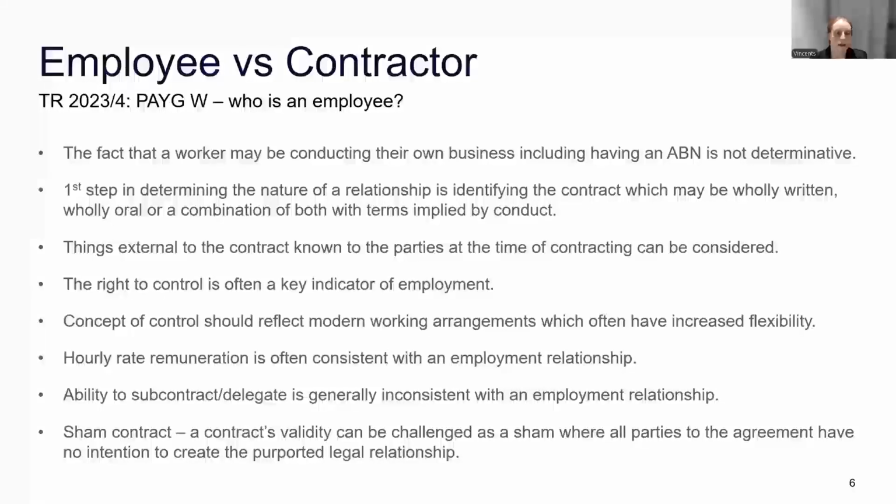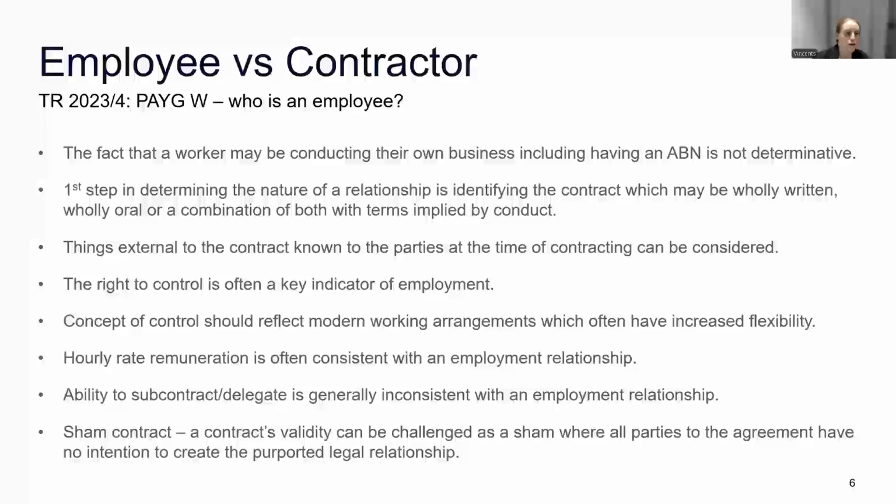So identifying the contract is sort of a bigger job than what it sounds. It's not just the written contract. It might be that there are some terms that are present in the employment relationship, in the way that the employer and the employee conduct that relationship, that are not necessarily in the written contract, that need to be considered as well. So that next point there that says things external to the contract known to the parties at the time of contracting can be considered. So the ATO is likely to definitely read a contract, but also going to question further and look at the actual conduct of the parties to work out or get a better picture of the contract as a whole.